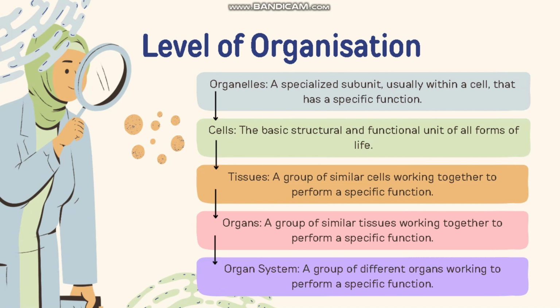Level of organization. So we have organelles, which are specialized subunits with specified functions. Different organelles make up the basic structural and functional units of all forms of life, which is a cell. Then similar cells make up a tissue. Then similar tissues make up an organ, and different organs make up an organ system.